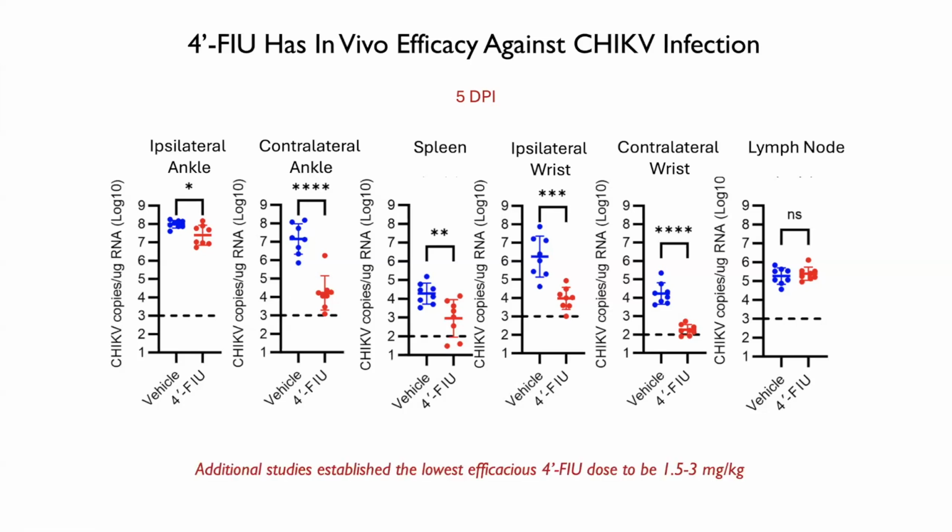And I'll note that we also performed some additional studies in mice to try to determine the lowest efficacious dose. Those studies revealed that a dose of between 1.5 to 3 mg per kg was the most effective and very similar to this 5 mg per kg dose that we're using in these studies.